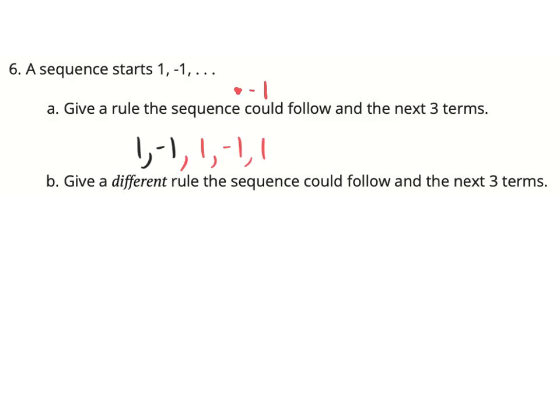Now give a different rule. How do we get from 1 to negative 1? Well, we could subtract 2. Negative 1 minus 2 is negative 3. Minus 2 is negative 5. Minus 2 is negative 7. So if we subtracted 2, this is not a growth factor. This is something different we'll learn about in the next lesson.